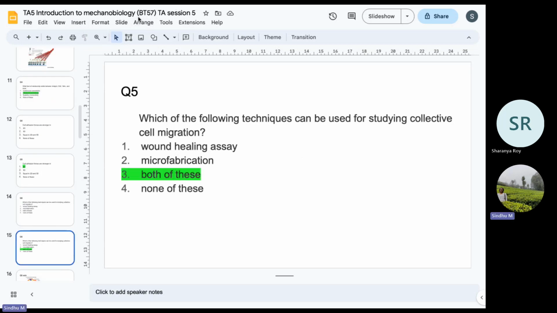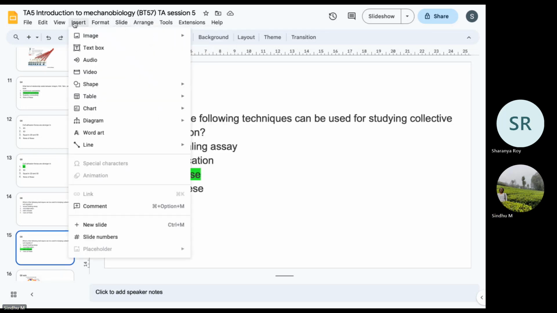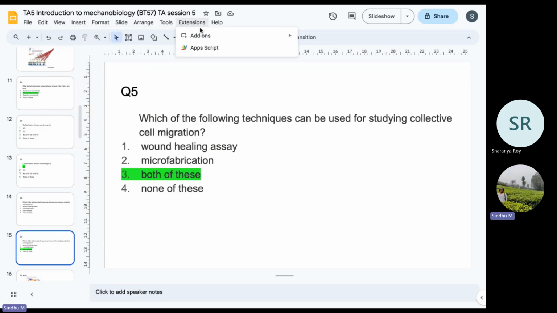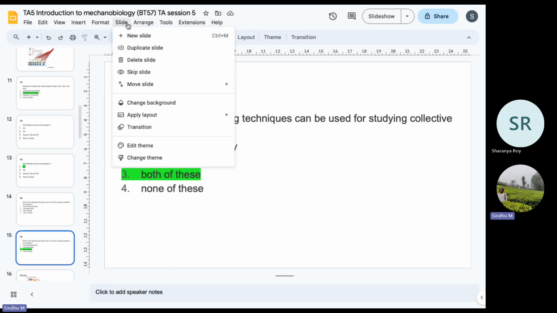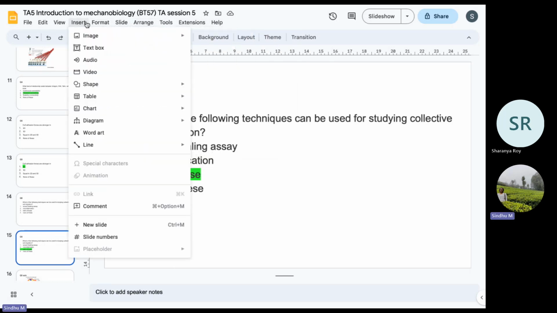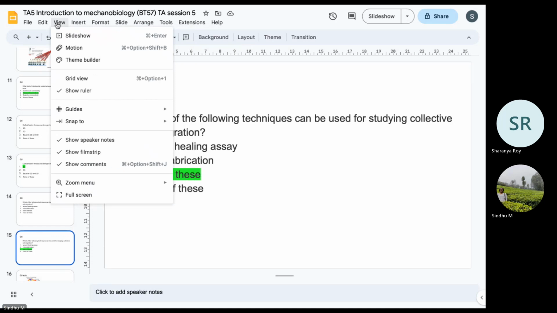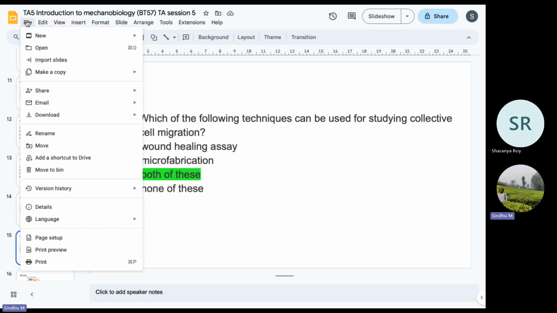I can just draw and show quickly. Draw option. Okay, I think it is not having draw. Okay, I'll just explain like that.